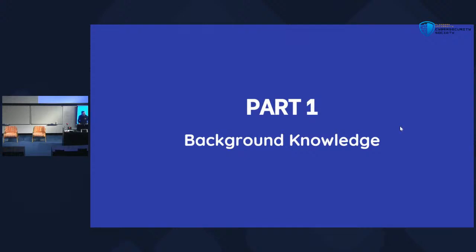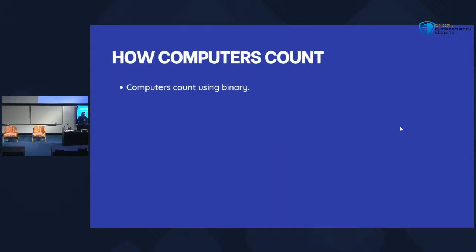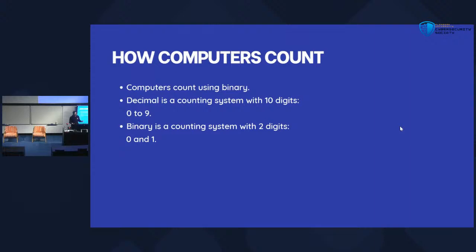And let's get started with the background knowledge. So computers count using binary. Decimal, what humans think of as counting, we just have the digits 0 to 9, but with binary, you just have two digits. It's 0 or it's 1. Those are your two options.